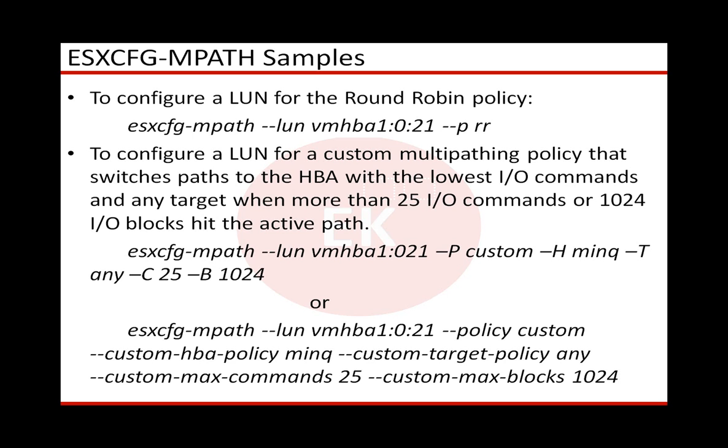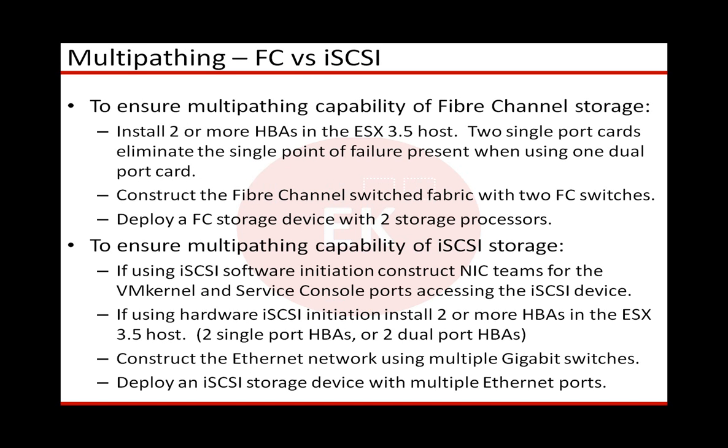Now, before we get into the VI client and start doing some multipathing tweaks, let's take a look at the difference between fiber channel multipathing and iSCSI multipathing. What's the best way of doing multipathing for fiber channel inside of an ESX host? Today you're going to find HBA cards that have dual ports, and those are awesome. They're great, especially if you're on a server that has limited PCI slots. You definitely want to go that route.